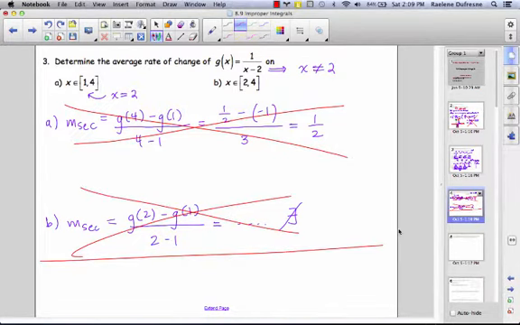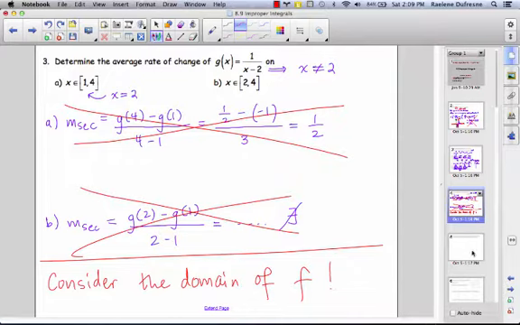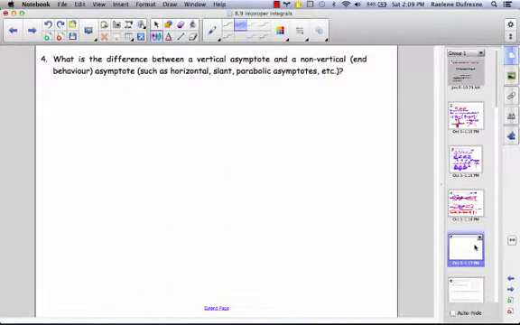So the major point of the warm-up questions so far is to consider the domain of the function before proceeding with any calculation. So in number 4, we're wondering what is the difference between a vertical asymptote and a non-vertical asymptote, such as slant, horizontal, parabolic asymptotes, etc.